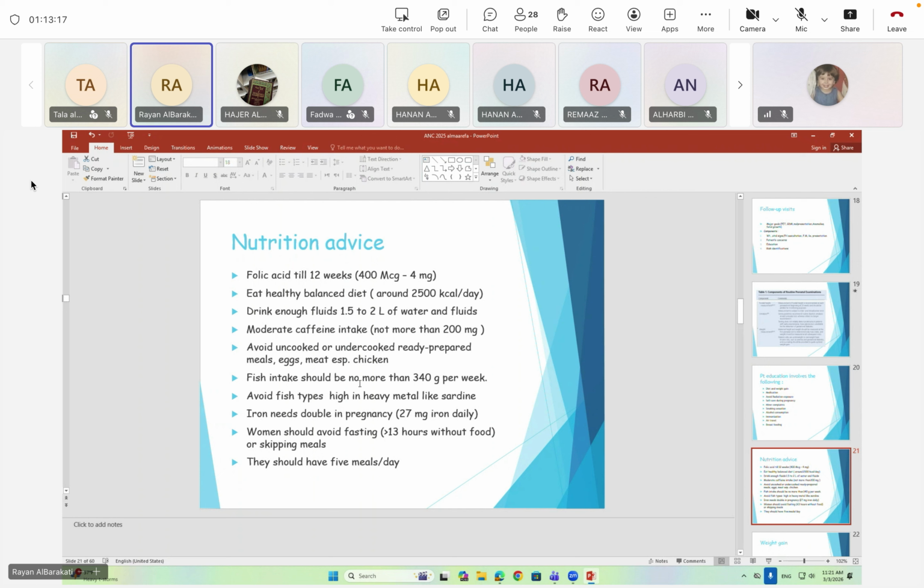Fish intake should be no more than 340 grams per week. Avoid fish types high in heavy metals like sardine and mackerel. Iron needs double in pregnancy, so 27 milligram of iron daily is needed. Women should avoid fasting more than 13 to 14 hours without food or skipping meals. And this is reflected on our timing now in the fasting in Ramadan.